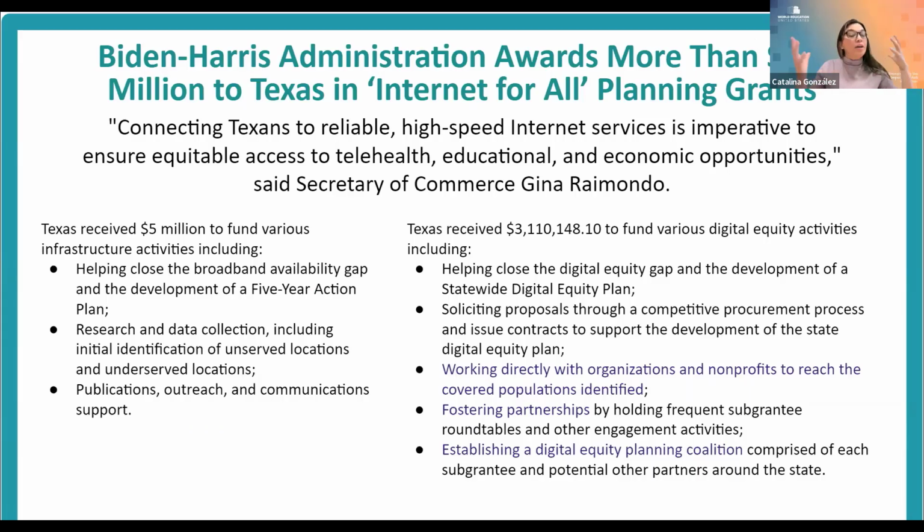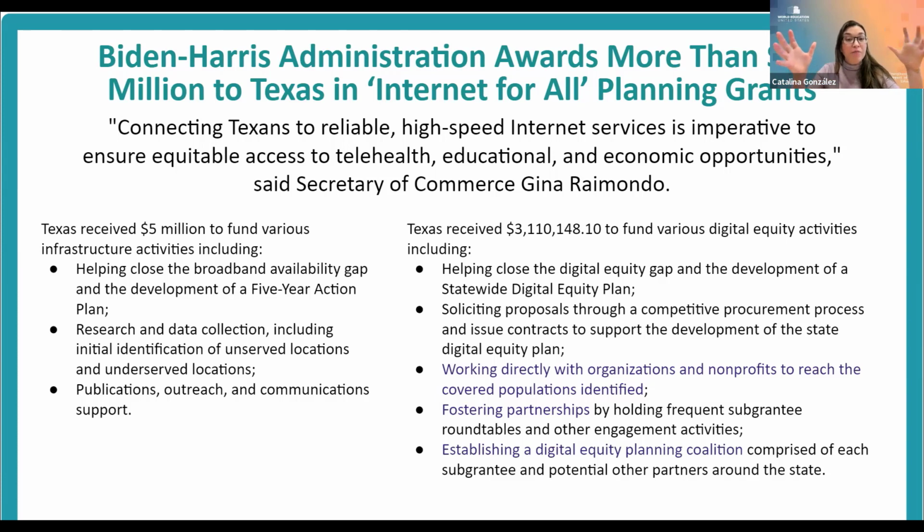This is what many are calling a historic moment. There is a lot of money being invested in the broadband infrastructure of the country. So some generations have invested in roads or sanitation. A lot of people are talking about this investment from the federal government in broadband infrastructure as a historic moment. Texas just received in December 2022, $8.1 million for the Internet for All planning grants. And the money is coming in two buckets.